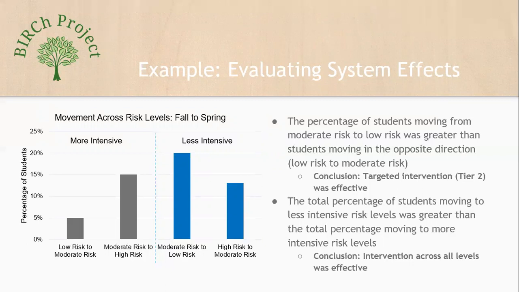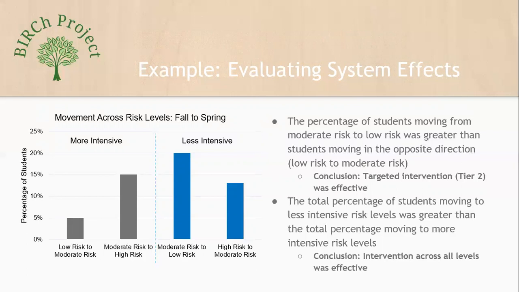We compare these values to those students moving in the opposite direction. So those students who have moved from moderate risk to low risk and from high risk to moderate risk. So these students' level of risk has decreased over time from one screening period to the next. If the percentage of students in this area on the right, those moving to less intensive levels of risk, exceeds those who are moving in the opposite direction towards more intensive levels of risk, that gives us indication that our intervention is more effective.